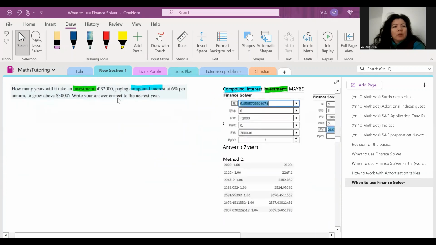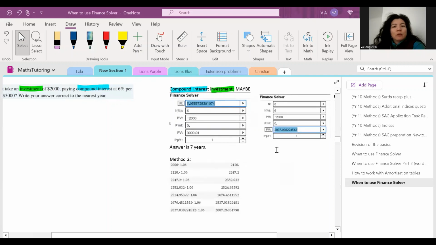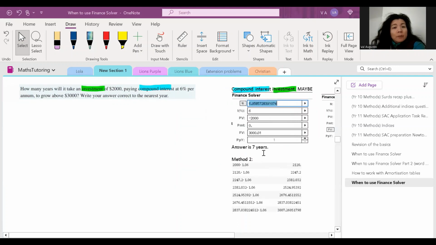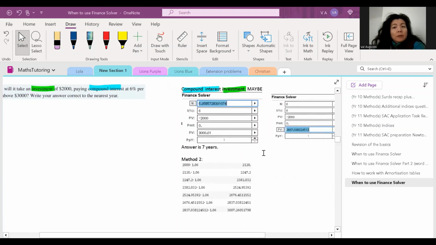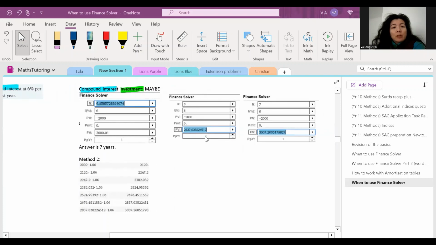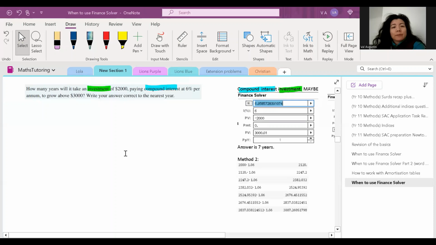Okay, this one is a maybe. If you're good with recursive relations, I would do it this way. If you do it with Finance Solver, then this would be what you have in your entries. And this here is just my check. So I first get an n value of 6.958. And I'm just going to check it with n equals 6 and n equals 7. And the one that gives me greater than 3,000 as a whole number n will give me the answer of 7 years. Okay.